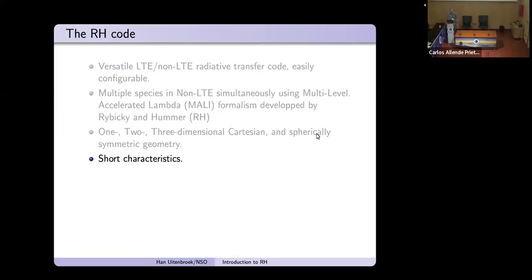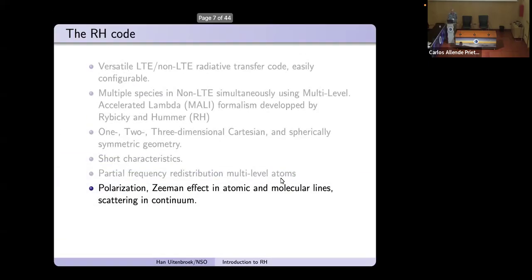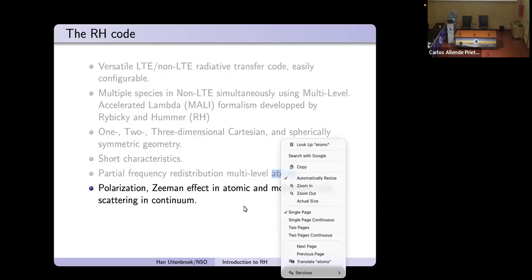It mostly uses short characteristics in all dimensions, except for the spherical case, where when there are no velocities, then it uses a Feautrier solution. Then I've implemented my partial frequency redistribution for MALI, for multi-level atoms. And that basically is described in the reference paper that I'll mention a little bit later.